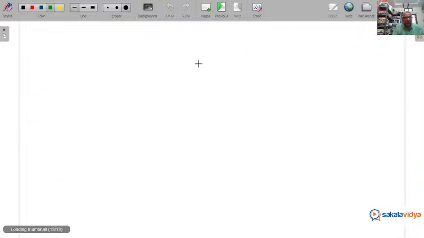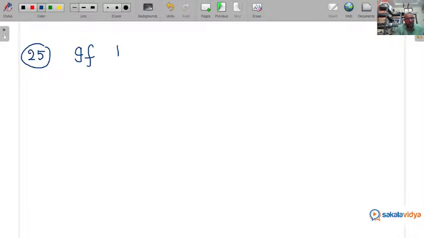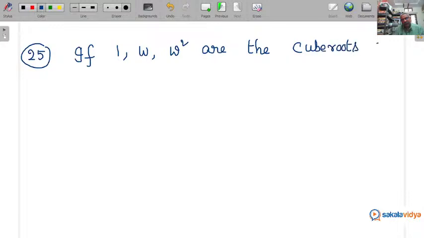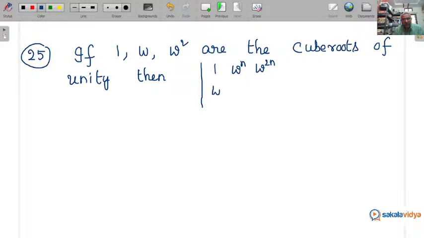Okay, let us move to 25th question now. 25th question. If 1, omega, omega square are the cube roots of unity, then det of 1, omega to the power of n, omega to the power of 2n; next 1, omega to the power of n, omega to the power of 2n; and 1, omega to the power of 2n, 1, omega to the power of n equals to.